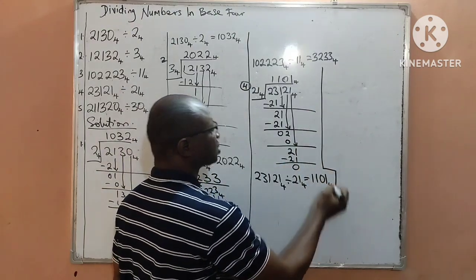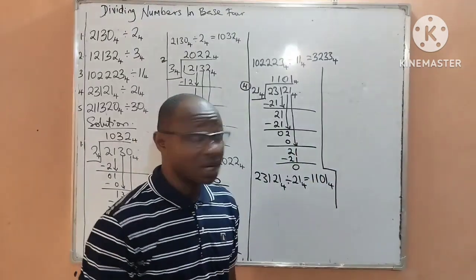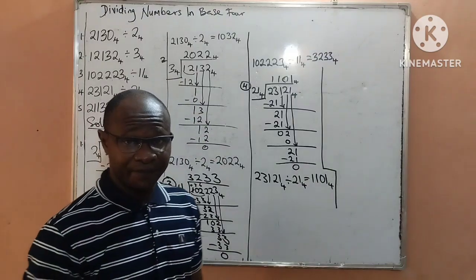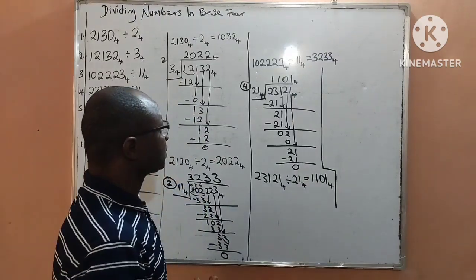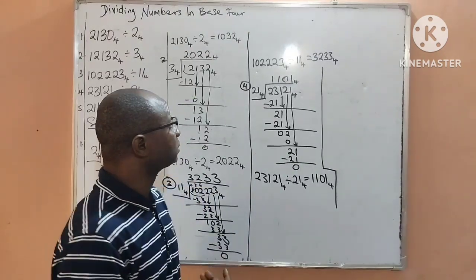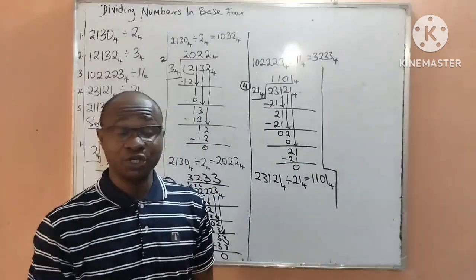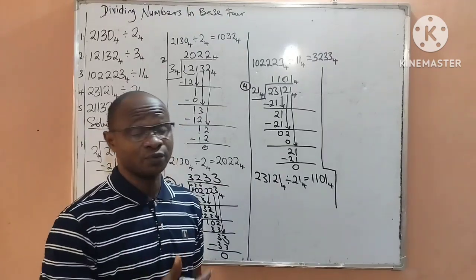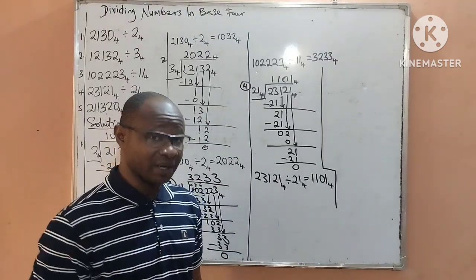The last but not the least is question number 5. And I believe after this, you'll be able to carry out any form of division in base 4. Division in base 4, directly, without having to convert it from base 4 to 10, then carrying out the division and bringing it back, converting it back to base 4. No, you divide it directly.